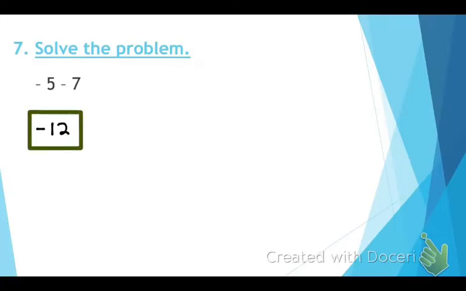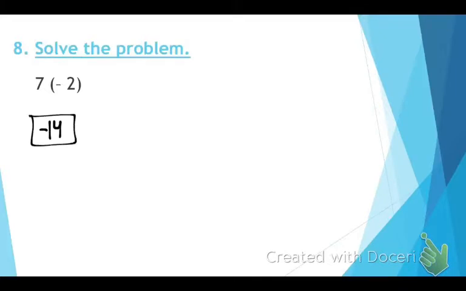Here's what some of you just did. You saw, oh, there are 2 negatives. That means my answer is positive. Guys, that's only the rule whenever you're multiplying and dividing. So the correct answer was -12. All right, I think everybody got this one correct. 7 times -2. What is it, guys? -14.